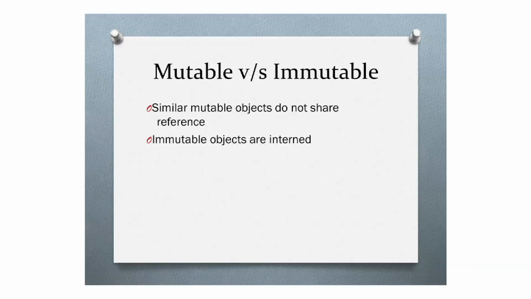So now we understand that for mutable objects, we have separate memory for each object. If you create two lists, you have two copies of the list, although they have the same values. For immutable objects, memory is shared, and we just bump up the ref count, and most of the immutable objects are interned.